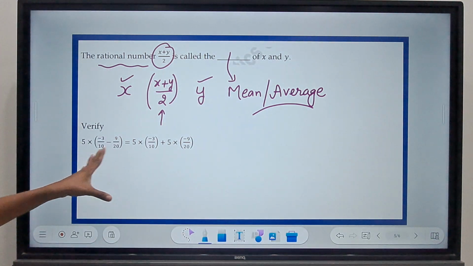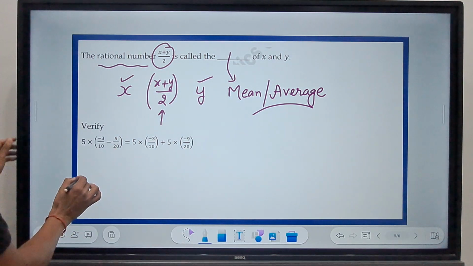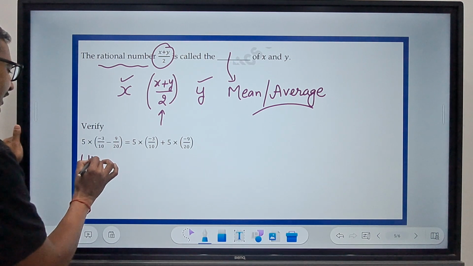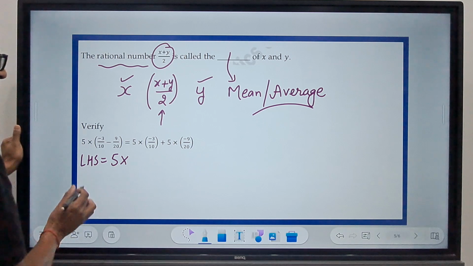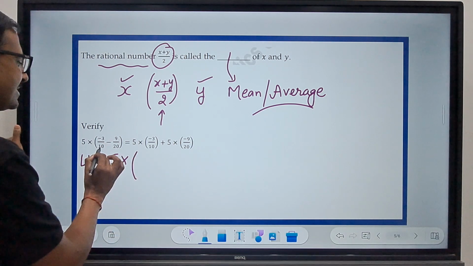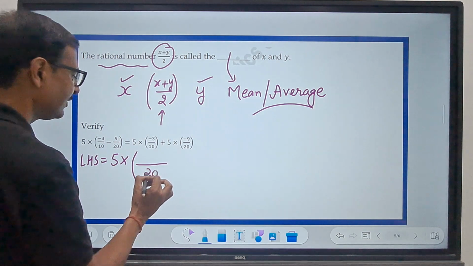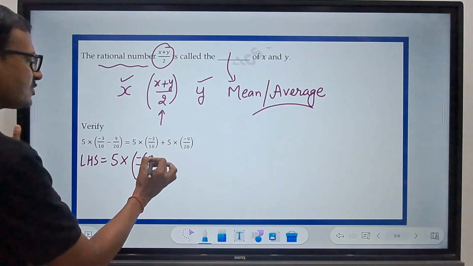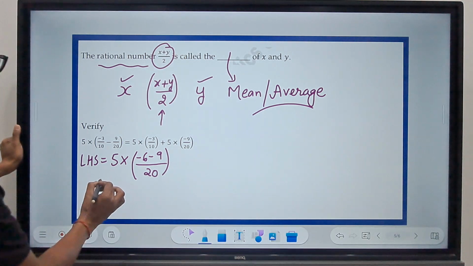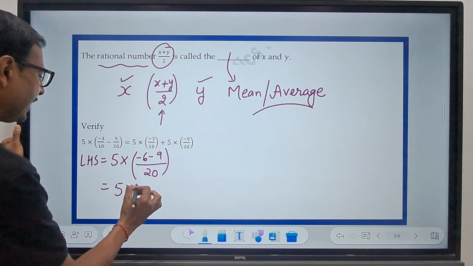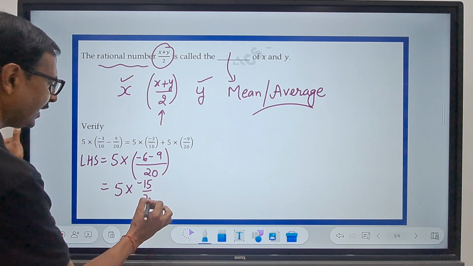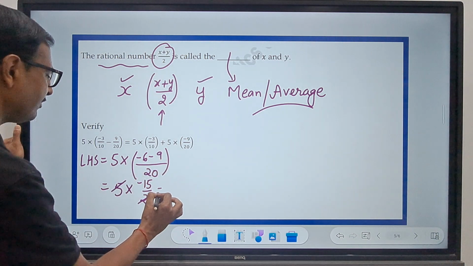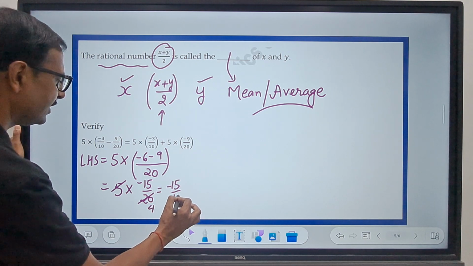Next, so we have something to verify here. Look at the left hand side. Here you have a bracket, so you need to solve the bracket first. If you solve the left hand side, 5 times, now when you take the LCM of 10 and 20, it is 20 itself. 20 divided by 10 is 2, right? So this becomes minus 6, and 20 is same, so minus 9 retains its place. So this is 5 times minus 15 by 20. And we can see some common factors here. So this 5 cancels this 4 times, and we have minus 15 by 4 as the value of the left hand side.